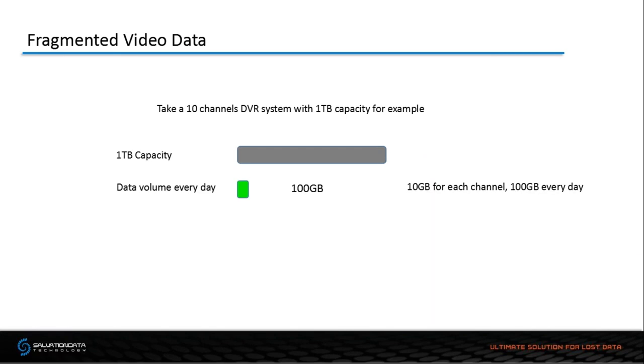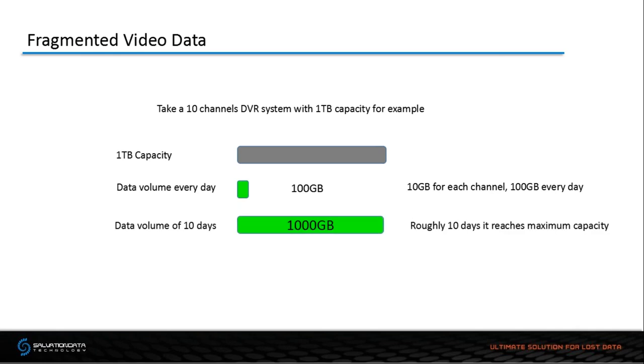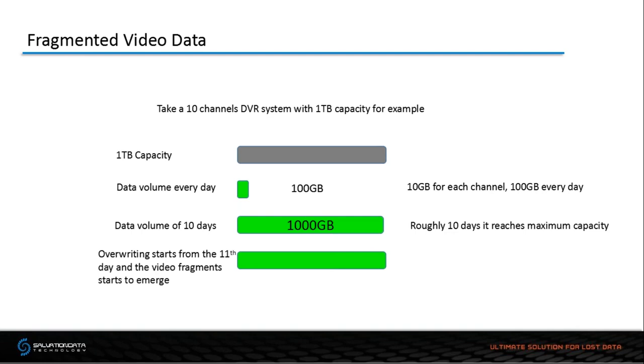If it records 10 GB video data for each channel, it will be 100 GB for every day, so obviously after 10 days the DVR reaches maximum capacity and starts from the 11th day, it overwrites old video files, and this is when fragmented video data emerges.